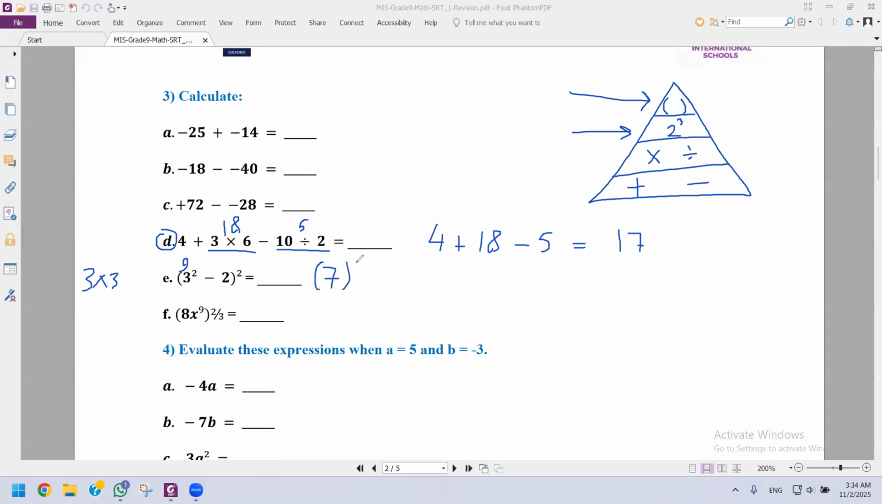Now you look at outside. What do I have? I have power 2. Again, this is not 7 times 2. This is 7 times 7, which is 49.